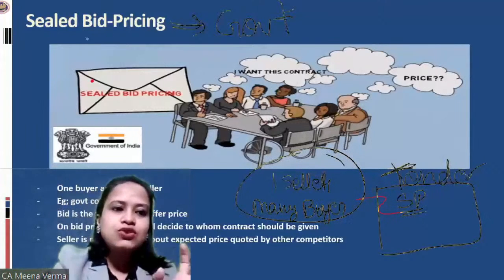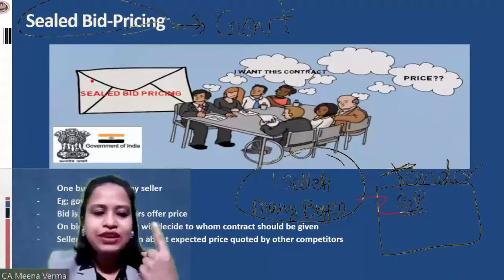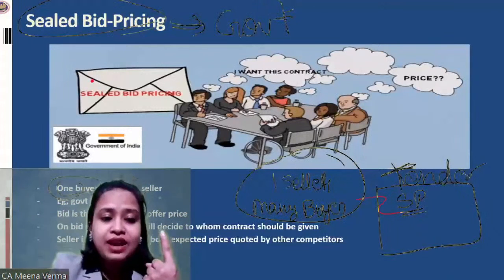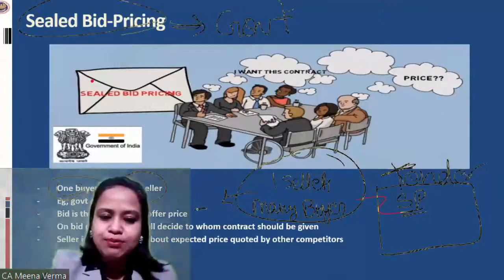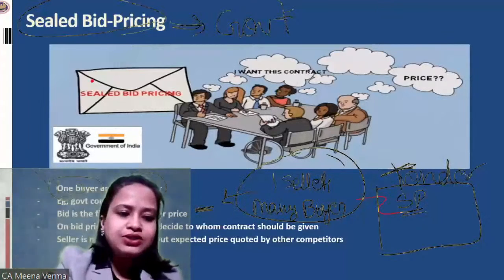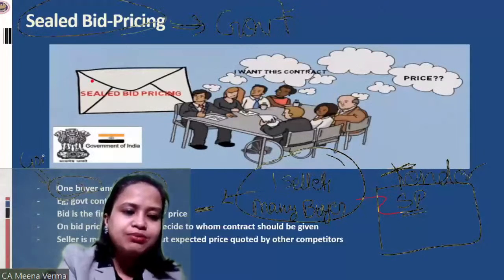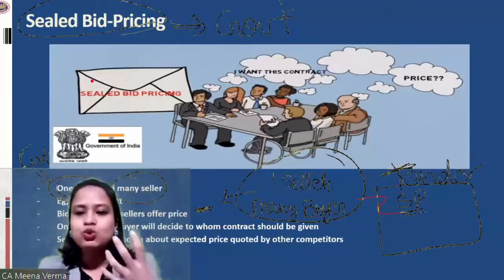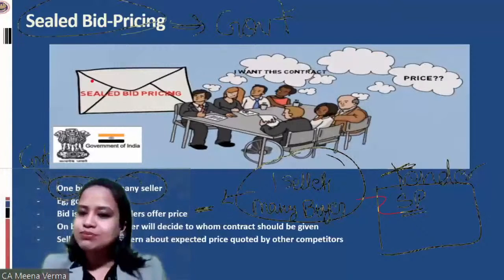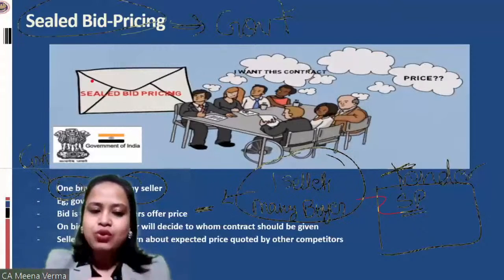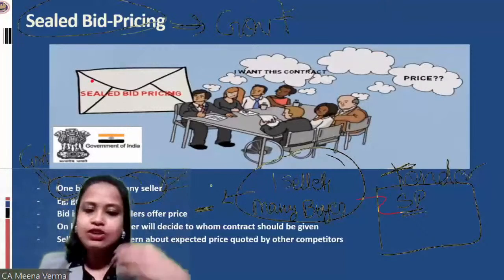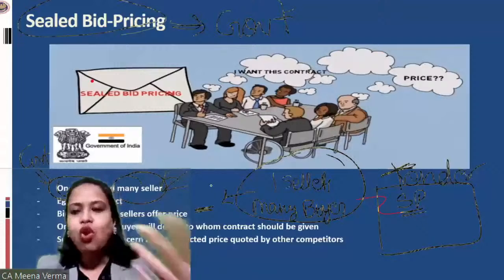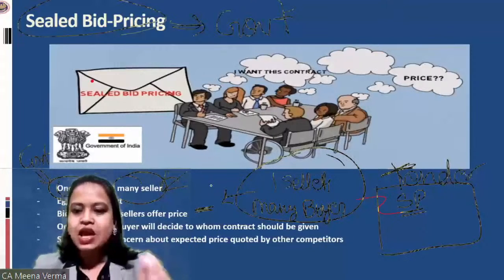But in the case of sealed bid pricing, you will observe that there is one buyer and many sellers, just the opposite of this condition. The one buyer is the government, and the government wants to buy some product or service from the sellers. They issue the tender and ask the many sellers to offer the prices at which they can sell the product or the services.